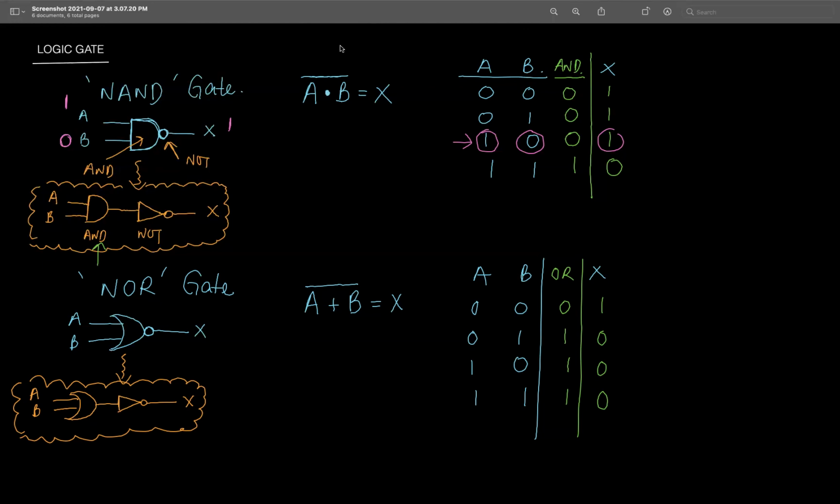Okay, 5 gates. 5 gates, you need to know truth table, Boolean expression, and the symbol. Now, let's look at examples. What are the type of questions that might be asked here?